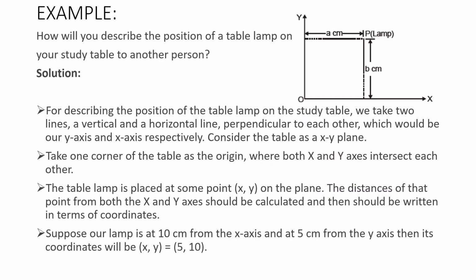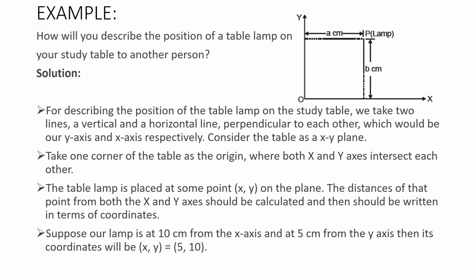A conceptual example. How will you describe the position of a table lamp on your study table to another person? That means you have a study table on which a table lamp is placed at some point. You want to describe where it is to some other person. For describing the position of the table lamp on the study table, we take two lines, a vertical and a horizontal line, which are obviously perpendicular to each other and which would be our y-axis and x-axis. They are actually the sides of the table which you have. So consider the table as your xy plane. Take one corner of the table as the origin where both x and y axis intersect each other.